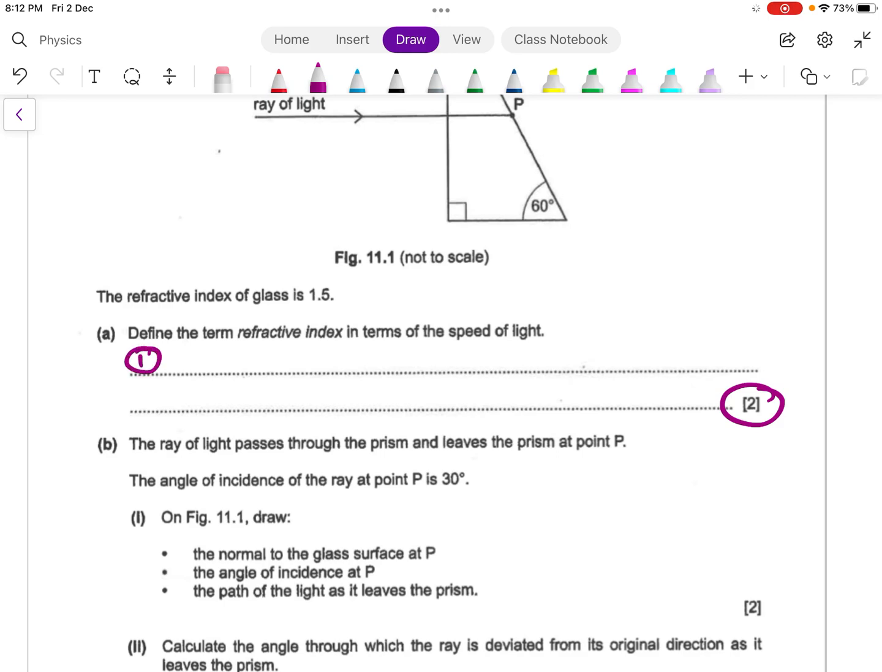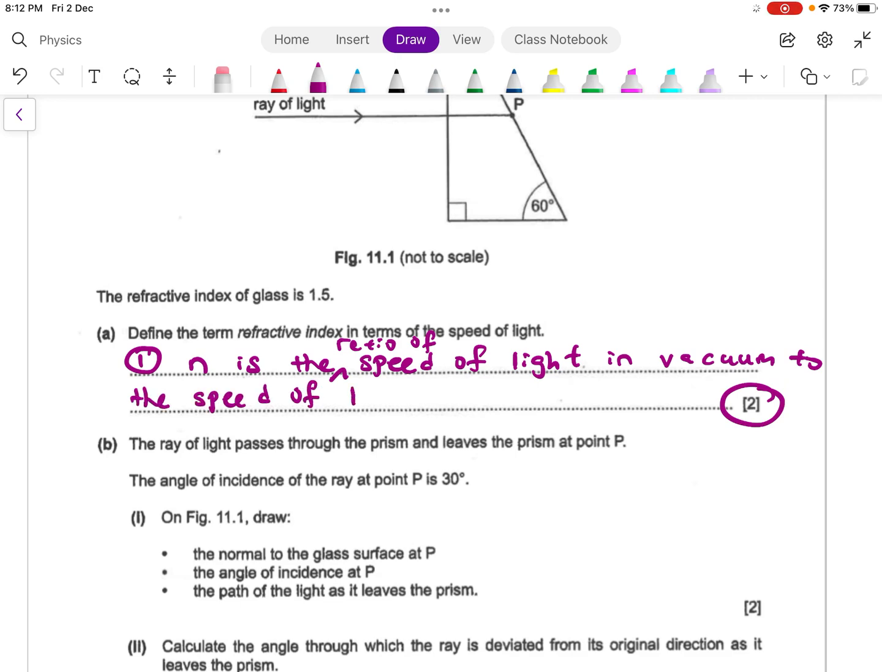Okay, so for the first mark, you just say that the refractive index is the ratio of the speed of light in vacuum to the speed of light in the glass. So that is for the very first mark.